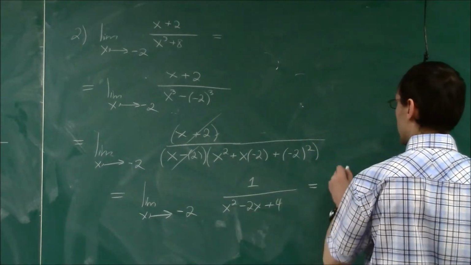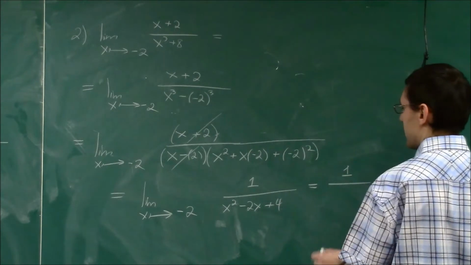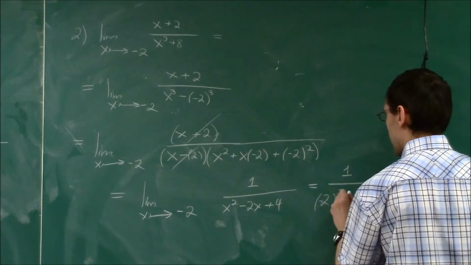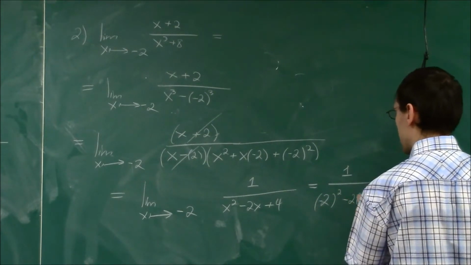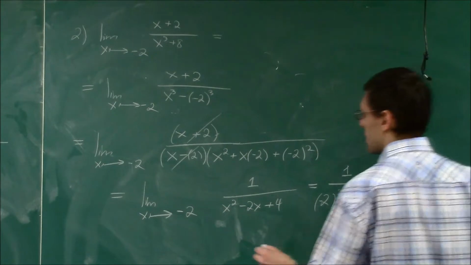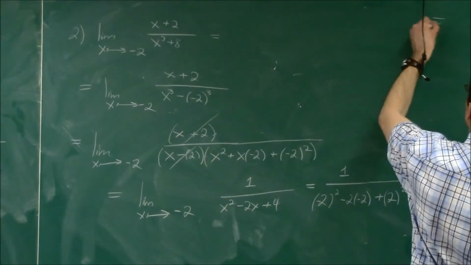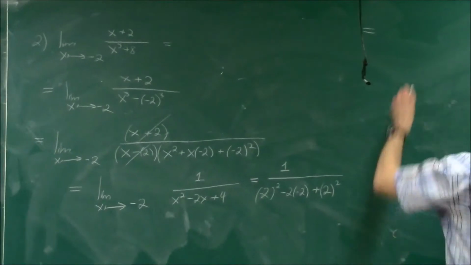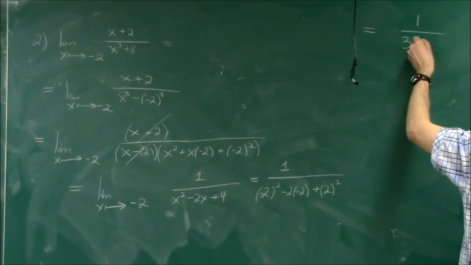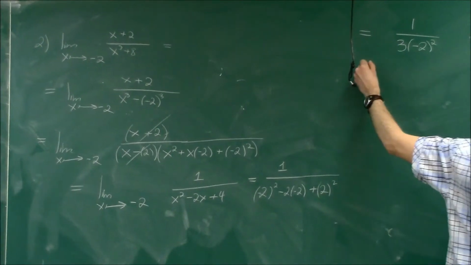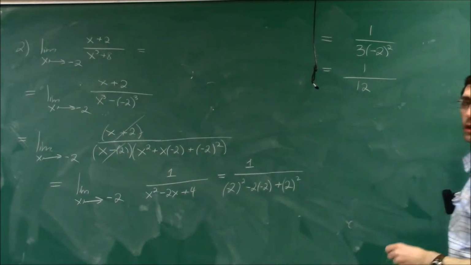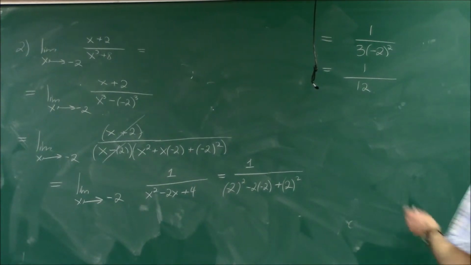Plugging minus 2 in, we obtain 1 divided by minus 2 squared minus 2 times minus 2 plus 2 squared, and this is simply 1 divided by 3 times minus 2 squared, or 1 over 12. Notice you can solve it much faster. Method 2.